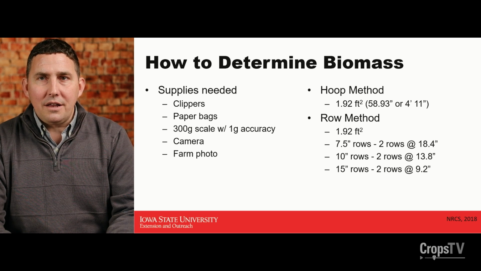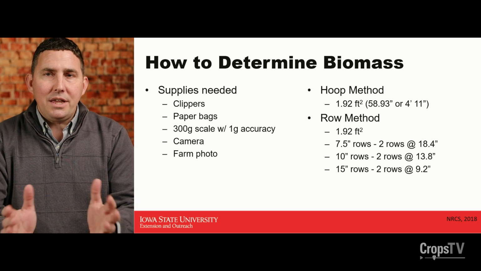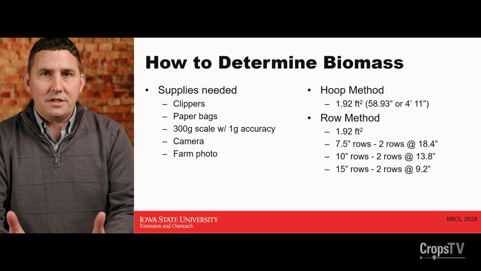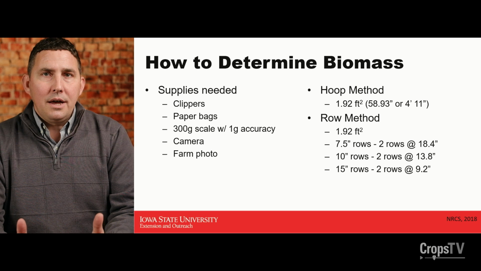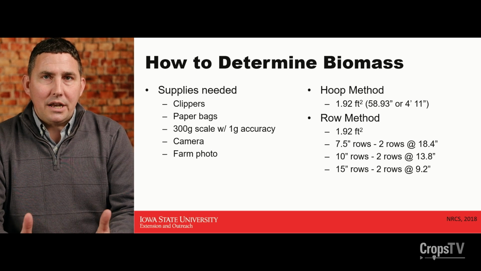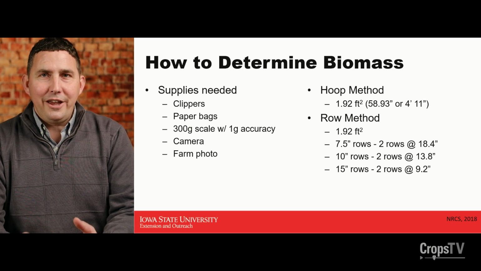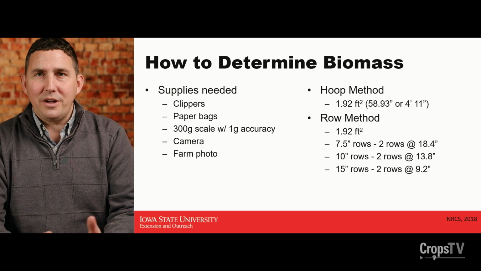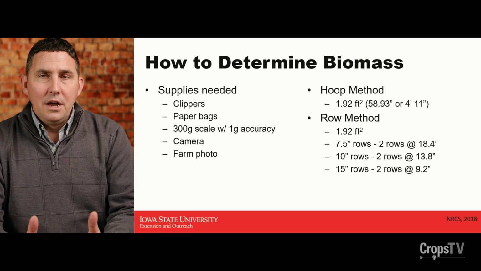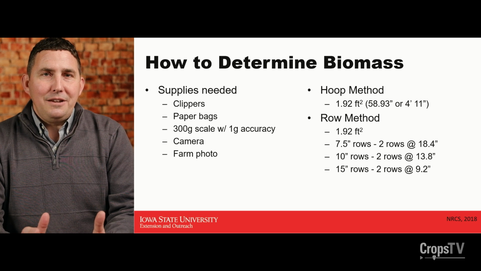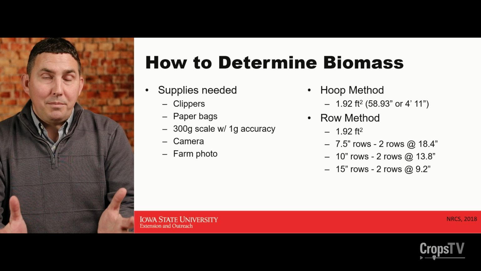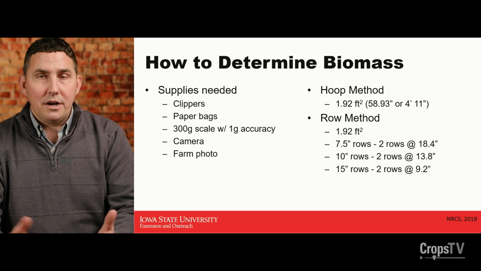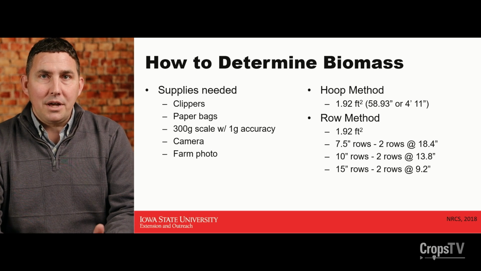The key reason I make note of it being from the NRCS is that they're recommending sampling an area of 1.92 square feet. That's what the length of row or the hoop circumference is set to, to get you that 1.92 square feet. They do that because it's then an easy factor to go from pounds of biomass collected to pounds per acre. And I'll show you that in a slide coming up.